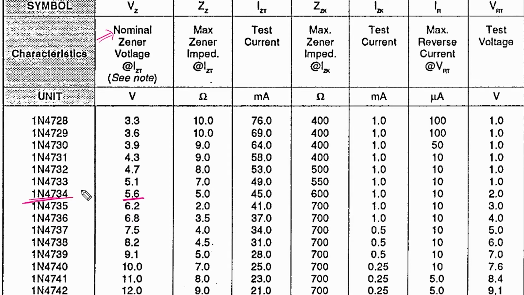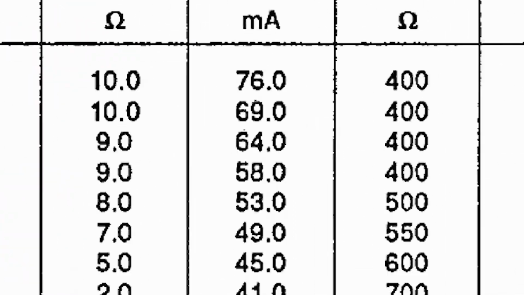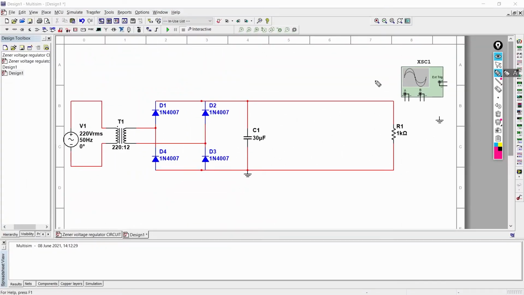So now let's get back to our simulation. This is how we can decide which Zener diode we should actually go for. And in this simulation we are going to use the 1N4734 Zener diode. By observing the data sheet, you can finalize which Zener diode you should actually use in your voltage regulator.